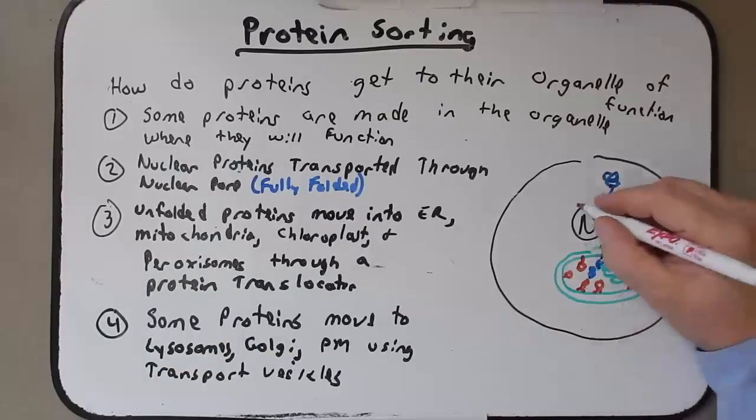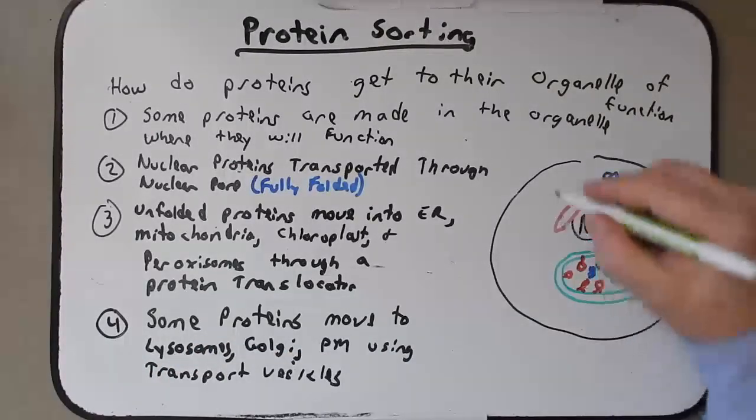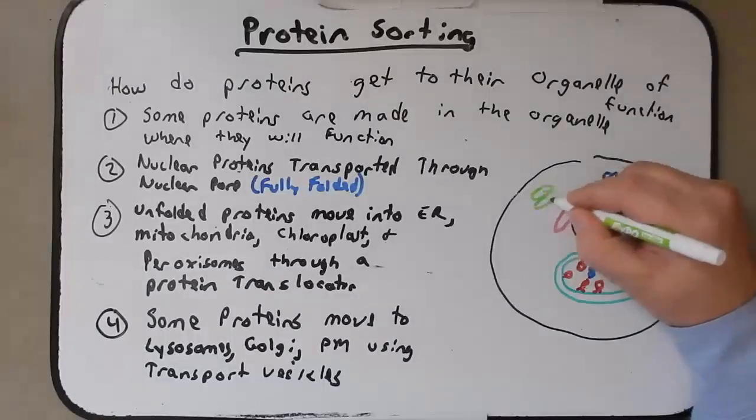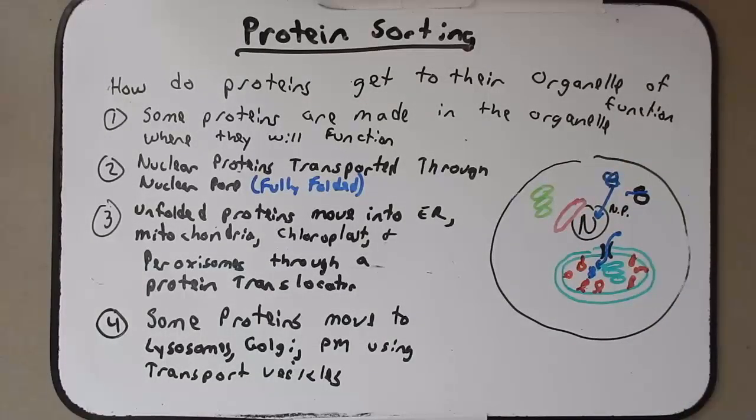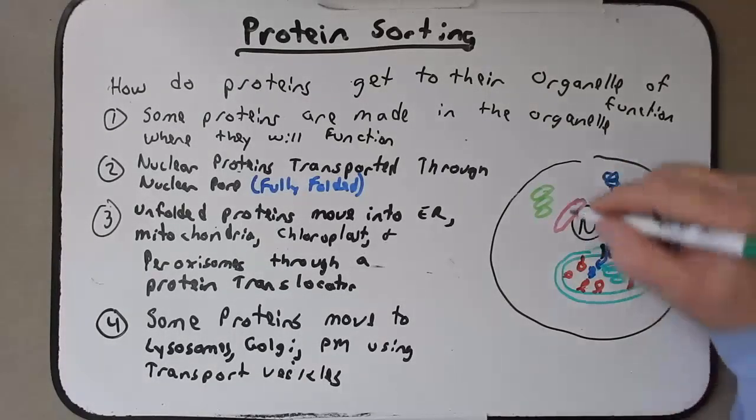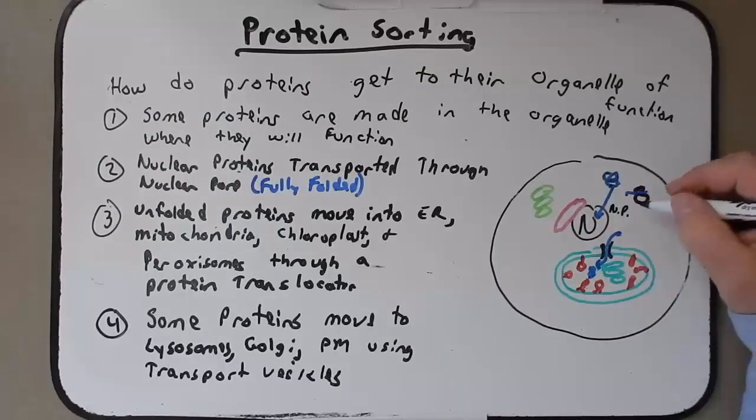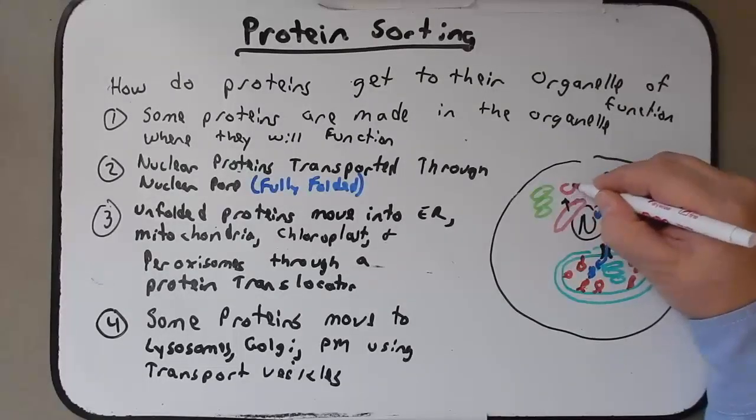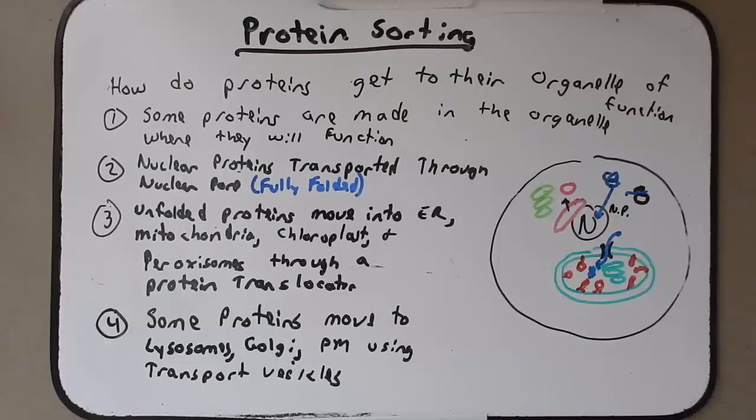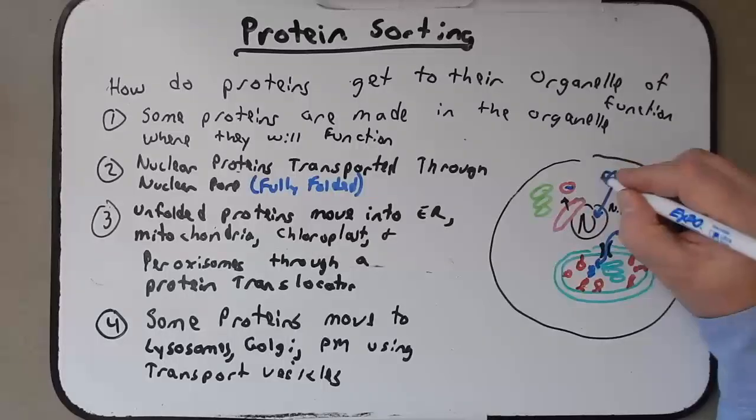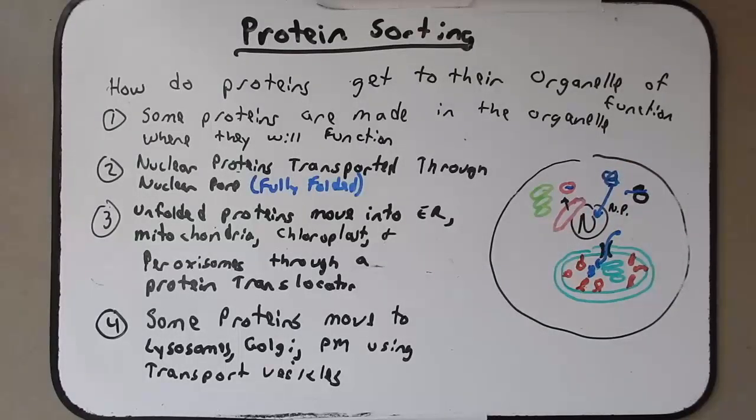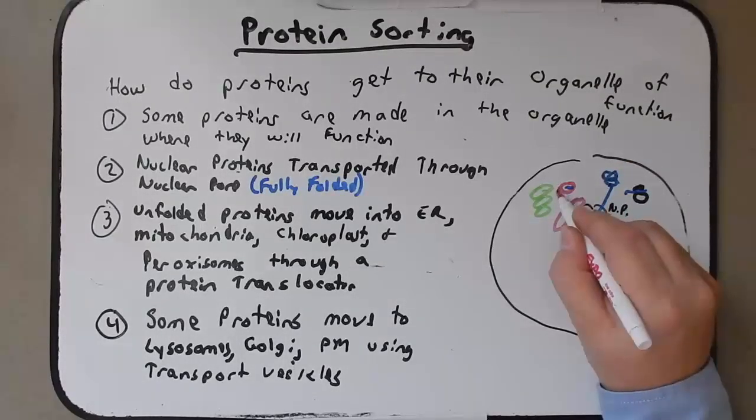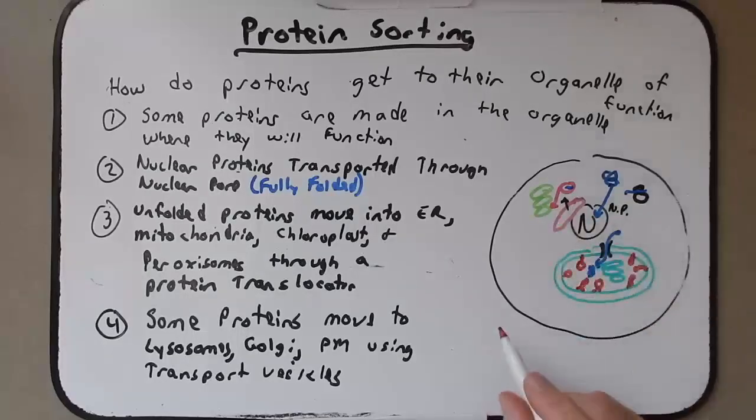So let me draw the ER here, and I'll draw the Golgi stacks here. In this process here, a protein that is made in the ER, folded in the ER, will leave the ER in a small vesicle. And this small vesicle will contain that folded protein. This vesicle now will fuse with the Golgi.